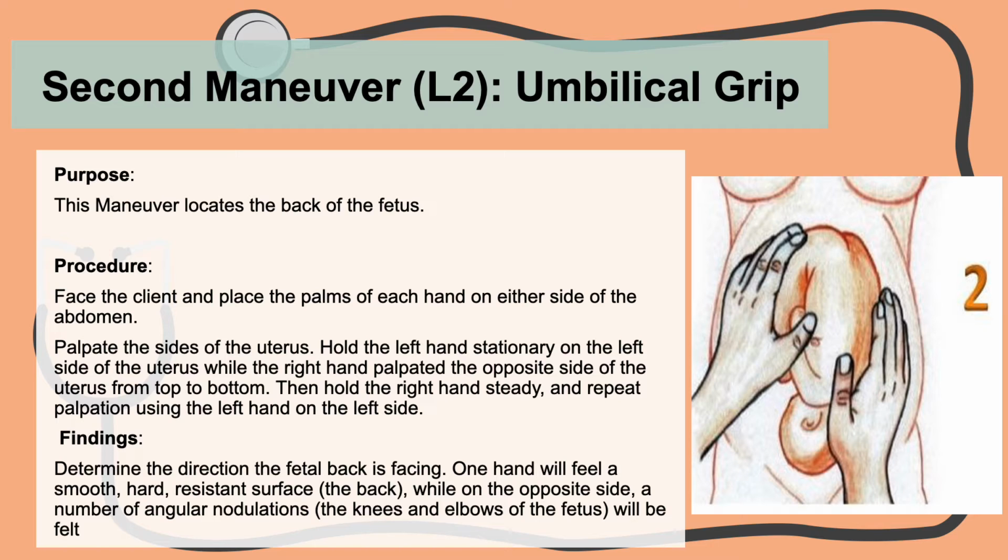This is to determine the direction of the fetal back, where it's facing. One hand would feel a smooth, hard, resistant surface, which is the back, while the opposite side would have a number of angular nodulations, which would be the knees, the elbows, and the feet of the fetus. So that would be the front side.